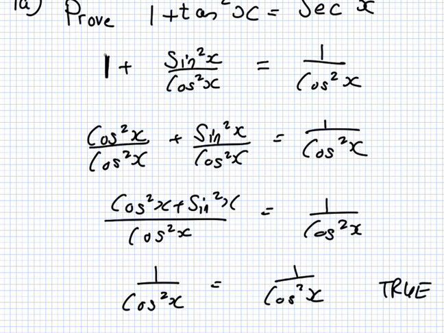Yep. Here, that's what 1 is. 1 is the same as cos squared over cos squared. Yeah? So you have three ways to do it. You can start at the left and go to the right, or start at the right and go to the left, or keep them together and get to something which is clearly true.